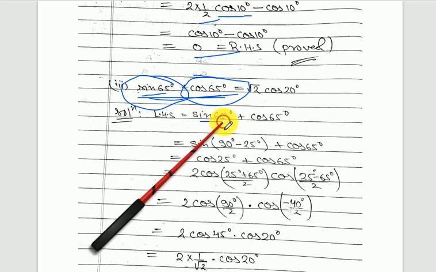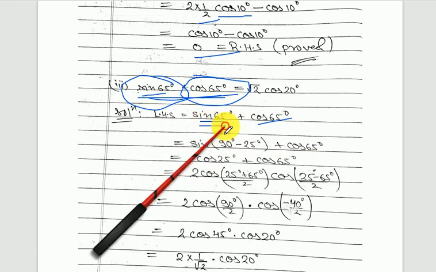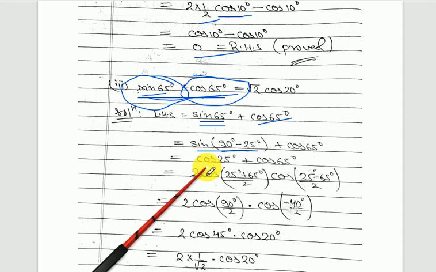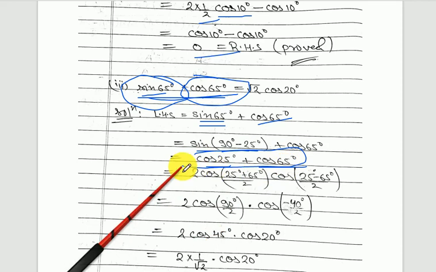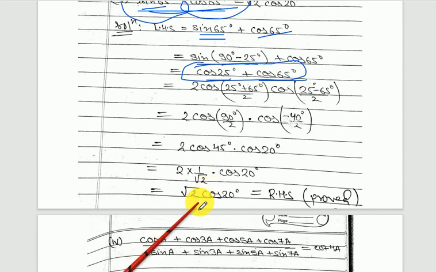So left hand side sin 65 plus cos 65, this sin 65 can be written as sin of 90 minus 25 degree. Then this will become cos 25 degree. This is already cos 65. So now you can see both are cos. So now you can use the cos c plus cos d formula, and that's how you will get your right hand side. Clear?